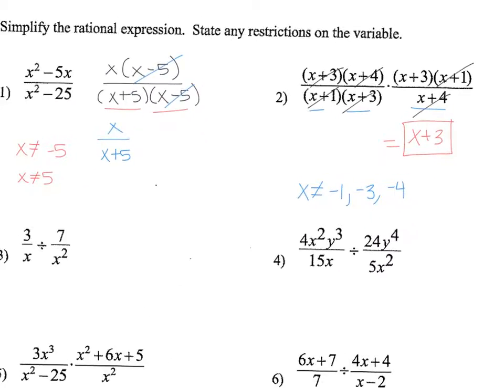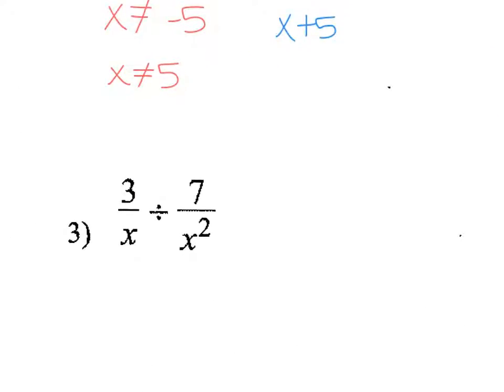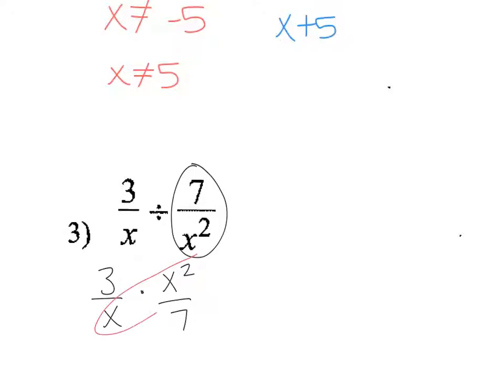And then number 3, you're dividing these two rational expressions. So when you divide, you want to flip this over, the reciprocal, and multiply. So this is going to be 3 over x times x squared over 7. So x squared divided by x will just turn into an x. And then 3/7 doesn't reduce, so the answer is 3x over 7.